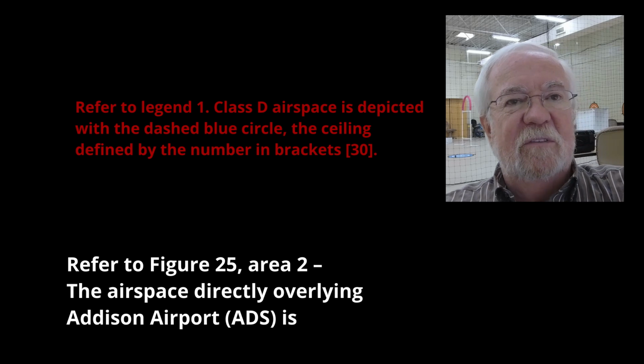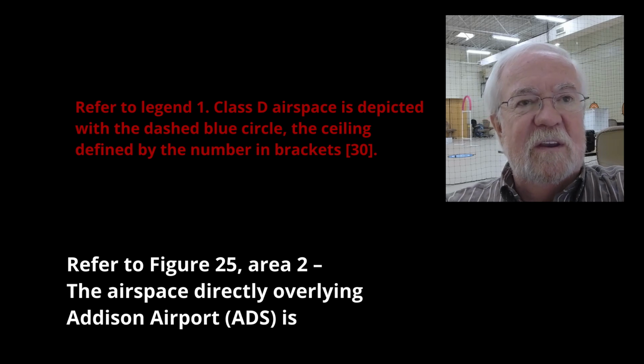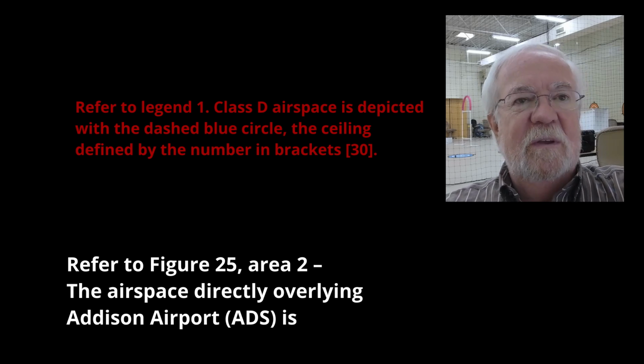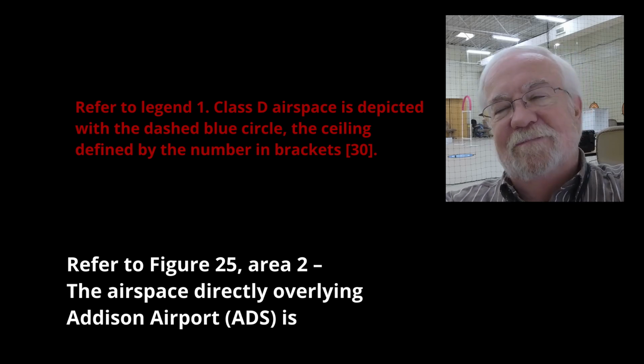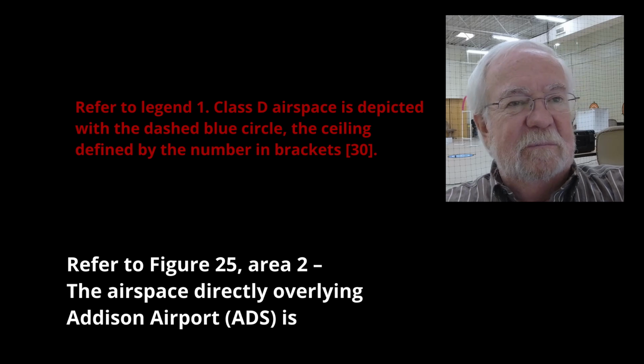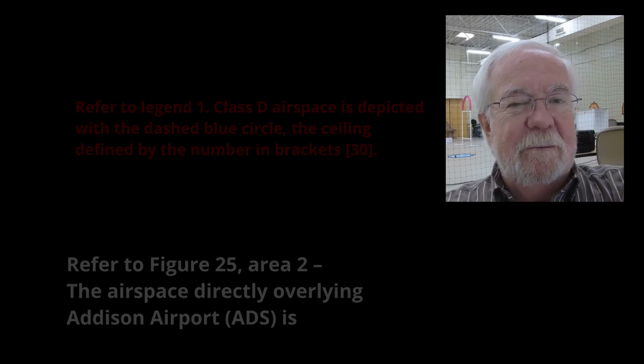Airspace directly over Addison Airport is Class D because it has a dashed blue circle, and then it's not asking you the ceiling, but that is the ceiling, the 3,000. Okay.